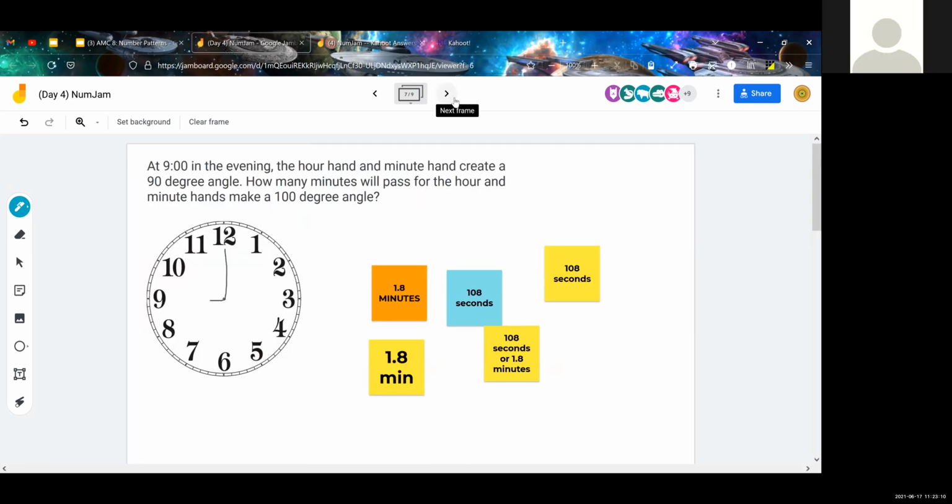Thanks. No problem. Okay. So the hour hand and minute hand create a 90-degree angle. How many minutes will pass for the hour and minute hand to make a 100-degree angle? Okay, you're going to need to round for this. So there are only 5 answers. I'll wait for one more and then start explaining it.